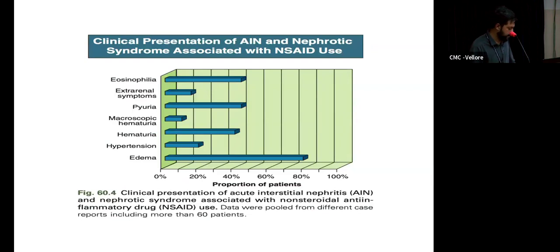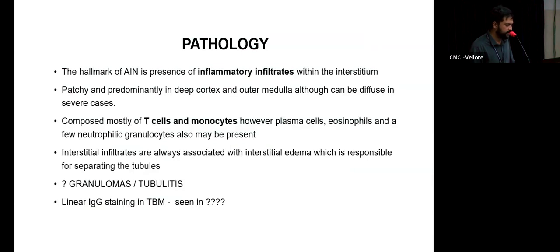But such patients also may need maybe 0.5 to 1 mg per kg of steroids for decreasing the symptoms. The pathology is basically the presence of inflammatory infiltrates within the interstitium. They're patchy and predominantly seen in the deep cortex and outer medulla, although can be diffuse in severe cases. It is composed mainly of T cells and monocytes. However, plasma cells, eosinophils, and a few neutrophilic granulocytes may also be present.